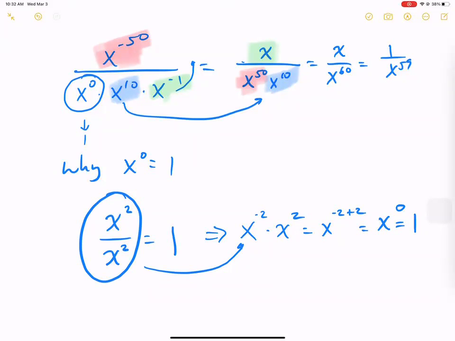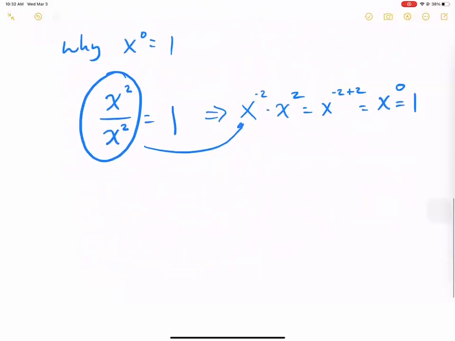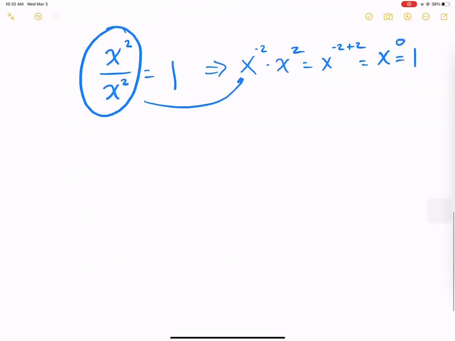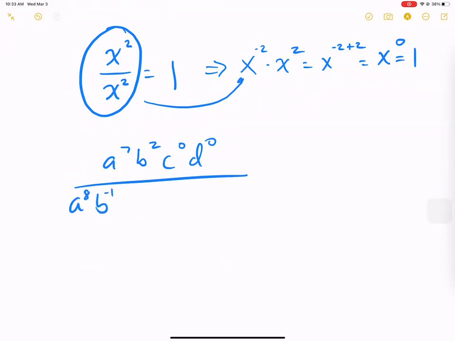Okay, now I'm going to do one problem back to what we were talking about before. This is going to be a crazy one. A to the 7 b squared c to the 0 d to the 0 over a to the 8 b to the negative 1 c to the negative 1 d to the negative 6 times a to the negative 1 b to the 8 c to the negative 7 and d to the negative 1.